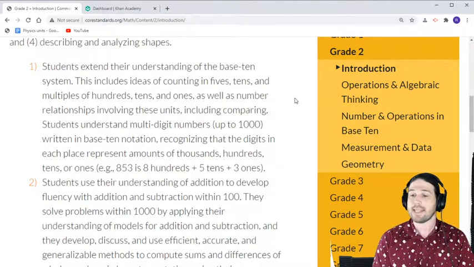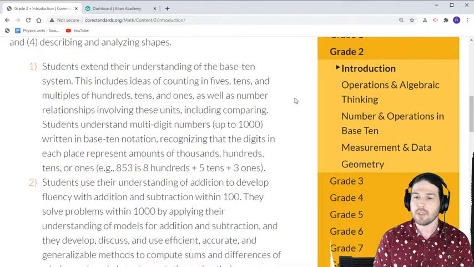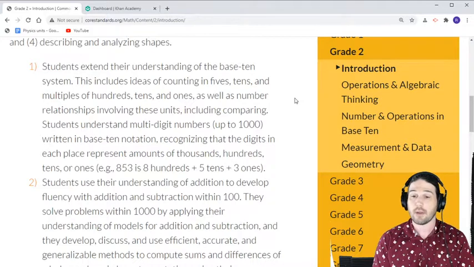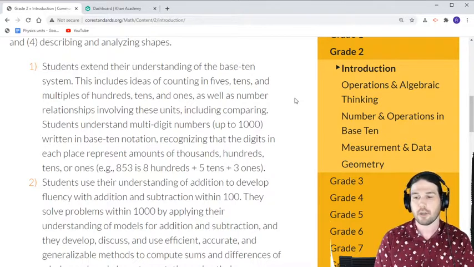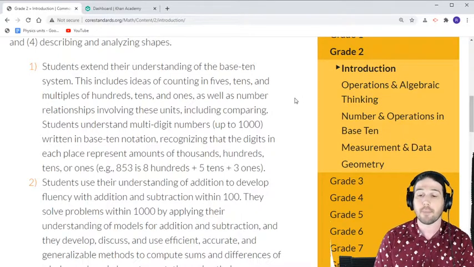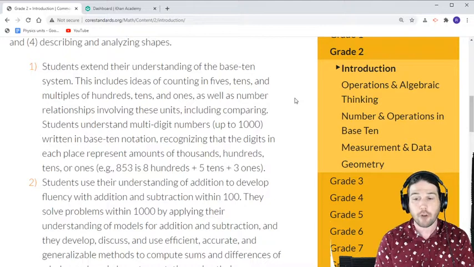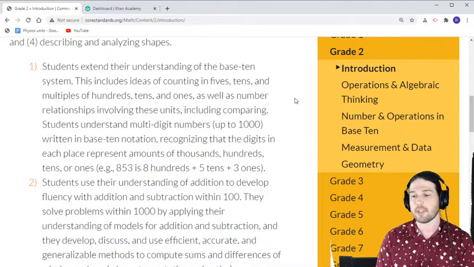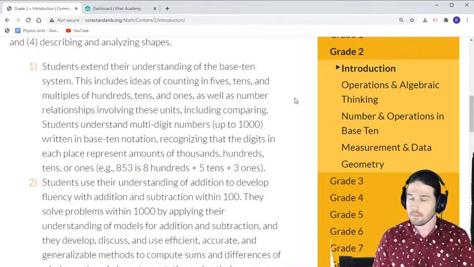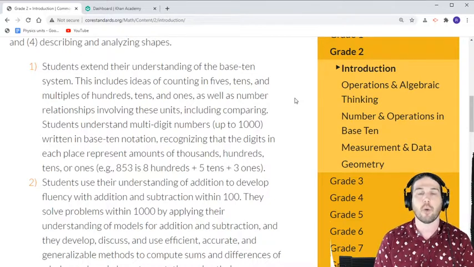But what that says, and I'll go ahead and finish that up. Students understand multi-digit numbers up to 1,000, written in base 10 notation, recognizing that the digits in each place represent the amounts of thousands, hundreds, tens, or ones. For example, 853 is 8 hundreds plus 5 tens plus 3 ones. As you can see, this is just an extension of what we already did.